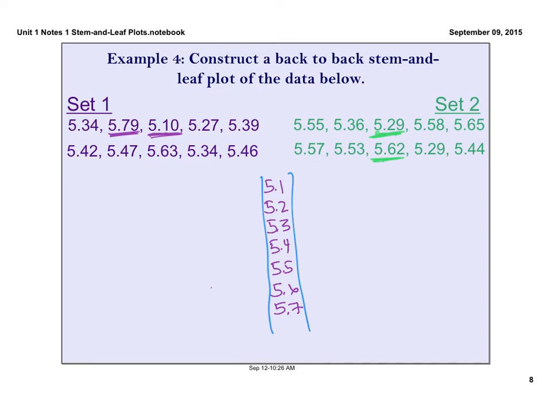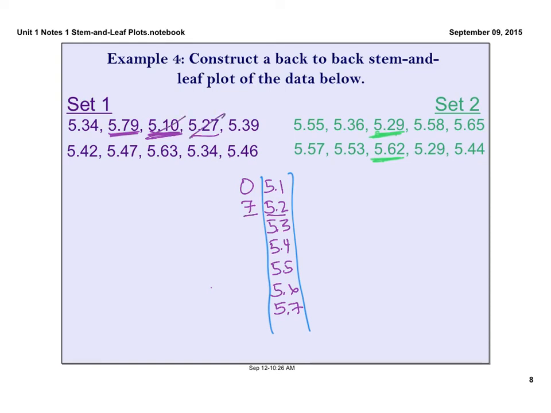So for the purple set, let's go through and plot our leaves. So my first stem is 5.1, my data point is 5.10, and there's no other data points that fall under that stem, so I'm going to just have a 0 here. Then I have a 5.2. The only one that I see is 5.27, so my only leaf here is that 7, because again, here's your 5.2, and there's the 7 that goes with it. Then I have the 5.3, so I'm done with that.